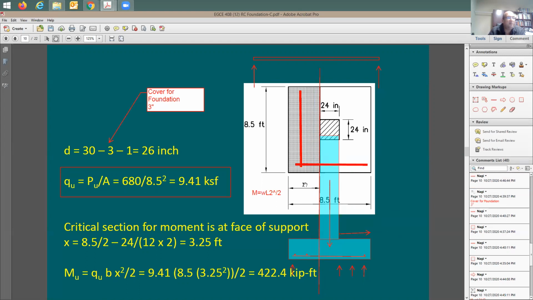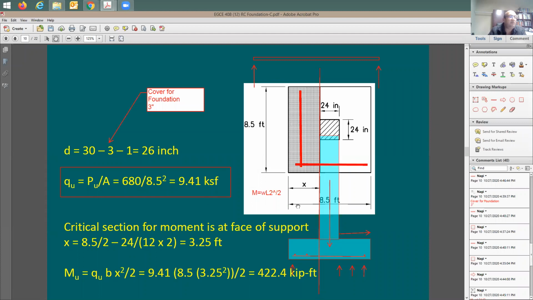And the question is, how much is this X distance? This is going to be now the cantilever length. X is going to be equal to 8.5, you subtract 2 feet out of it, and then you divide by 2, because this X is equal to the other X. It says here, X equals 8.5 minus the 2 feet, which is 24 divided by 12, divided by 2. It's going to be a foot. This is going to be 3.25.